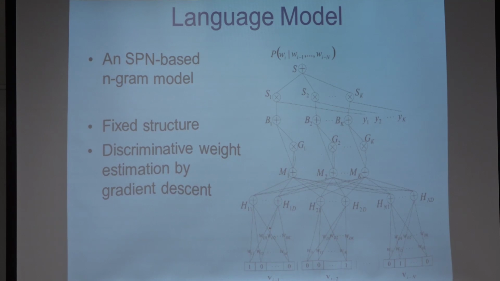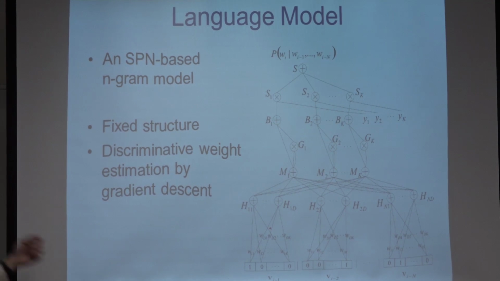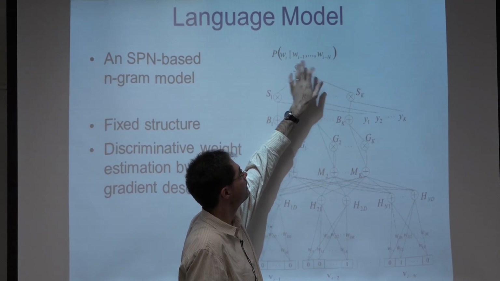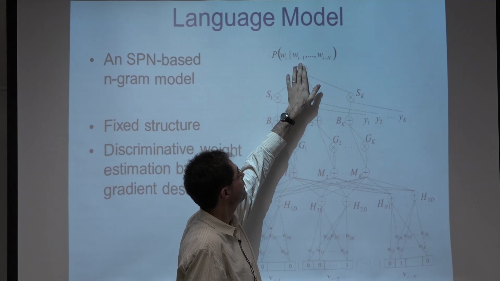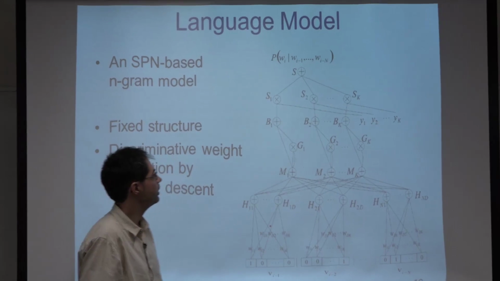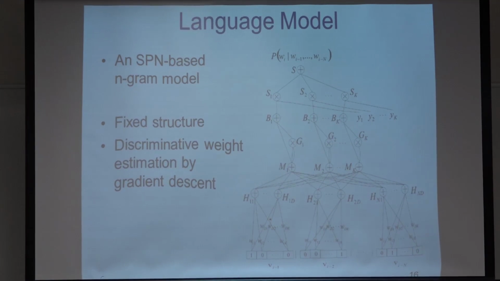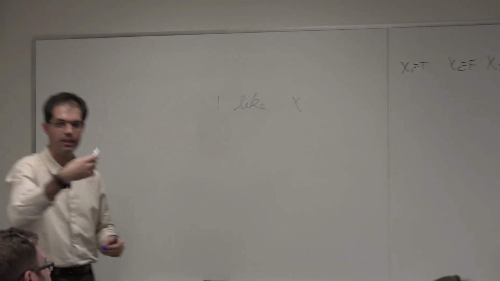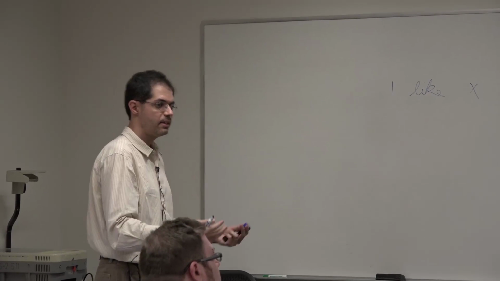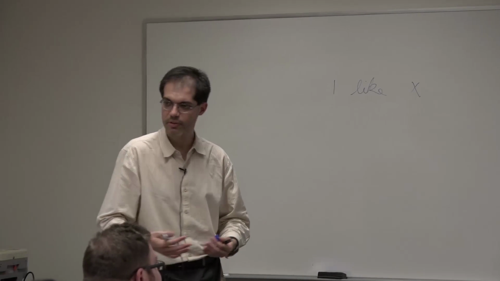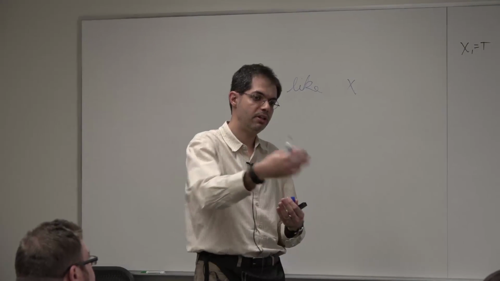Okay, so for language modeling, the problem is, let's say we have a sequence of words in a sentence, and I'd like to predict the next word. So for instance, it could be "I like," and then we're wondering what's going to be the next word that will come. Let's say that we've got a set of documents, a corpus, and we'd like to be able to predict what the next word is going to be.